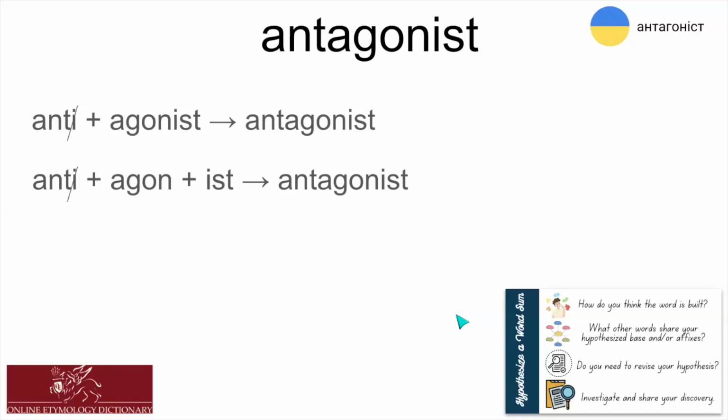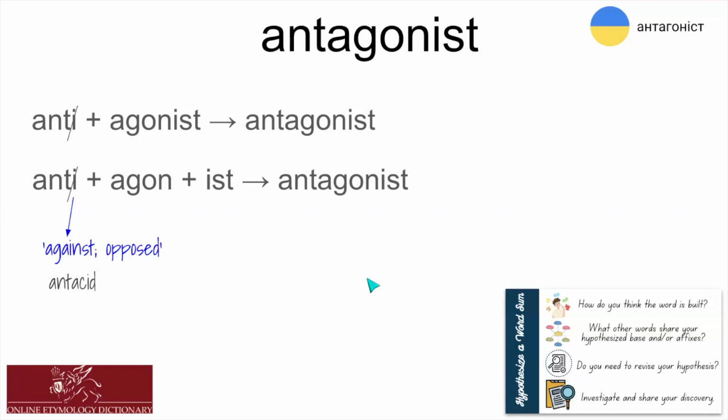Anti plus agon plus ist is rewritten as ant, replace the I, agonist, antagonist. Repeating the process that we did with the previous word, can I think of other words that are sharing these affixes? Well, we have anti, meaning against or opposed. So can I think of some words that use this prefix with this same sense or meaning?